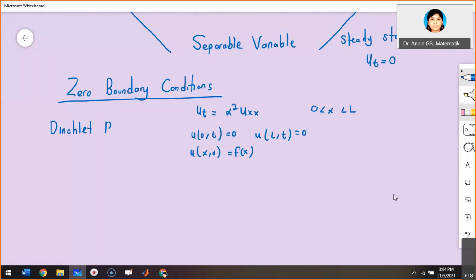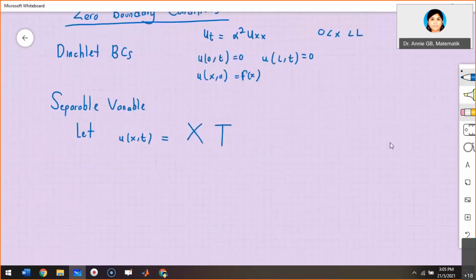So what does Dirichlet boundary condition tell you? It tells you that there is a heat constant. Constant lah, heat dia zero saja. Okay, so heat is constant. Itu yang kita boleh tahu. Okay, now to solve this, saya kata we are going to use separable variable. So to start with, kita akan kata let u(x,t) equals to big X and big T. Okay, big X and big T.